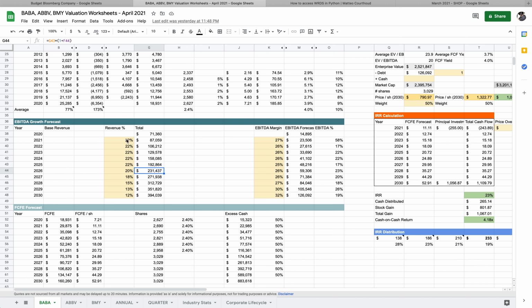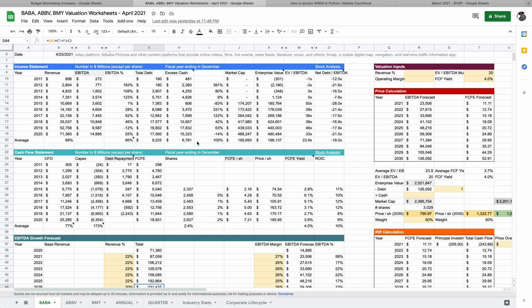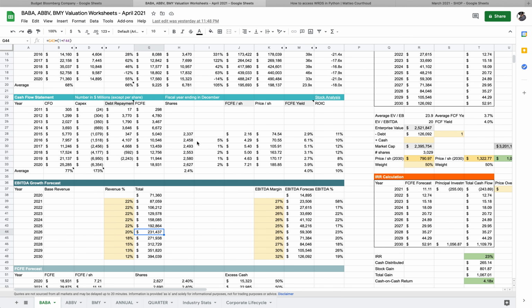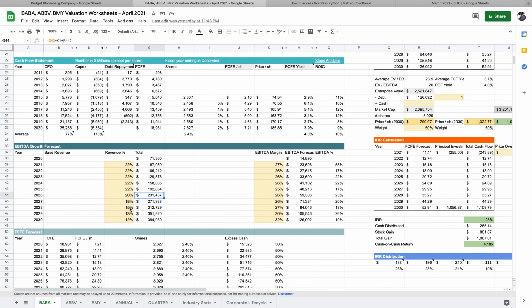So I basically did 20s for the next 5 years, like mid 20s, and then I brought that down over time because of course as they get bigger, that growth is going to be harder. So I brought it down to 12%. I'm going to make this sheet available, so you can feel free to copy this and tweak the numbers as you want. This is where you can figure out how aggressive you want to be. Maybe you are very optimistic and you think it will be closer to 18 or closer to 20. And so all the numbers should change.